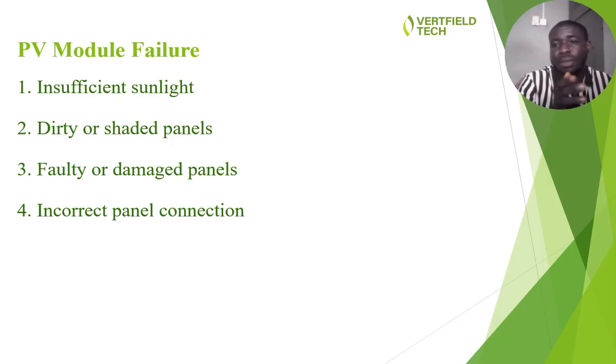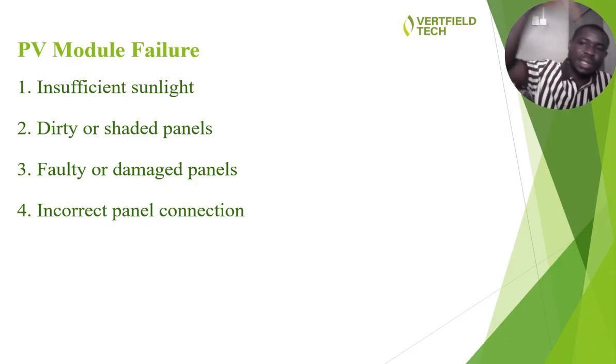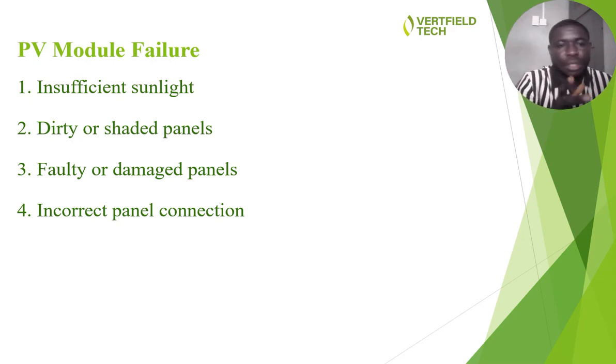Faulty or damaged panels. Yes, faulty or damaged panels. When the connectors on the panels are damaged, you could have PV module failure at that point. When you have wrong connections, when the cells are damaged, or when there is a direct hit on the panels, it could lead to the panels being damaged.